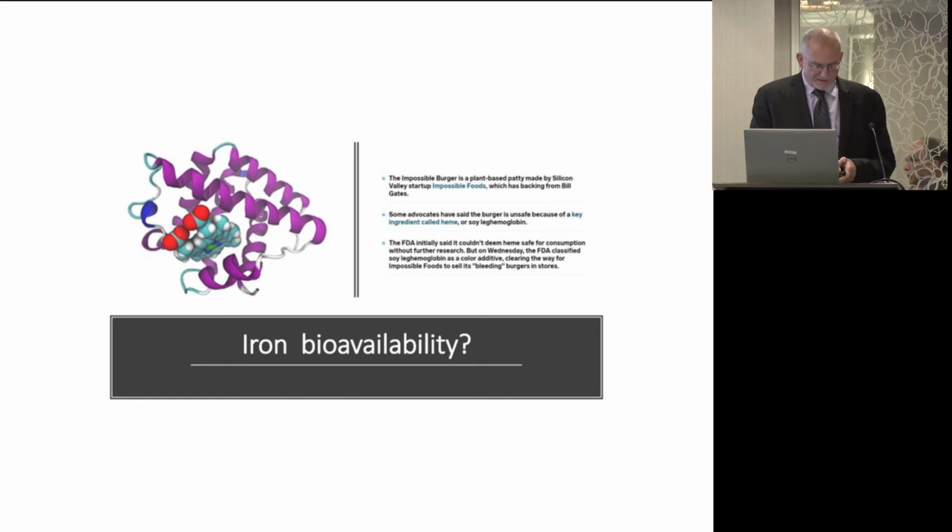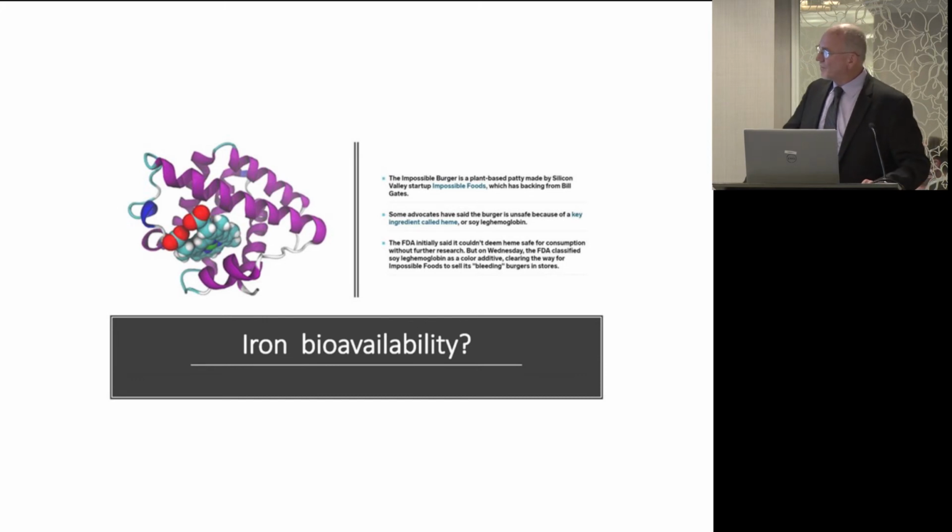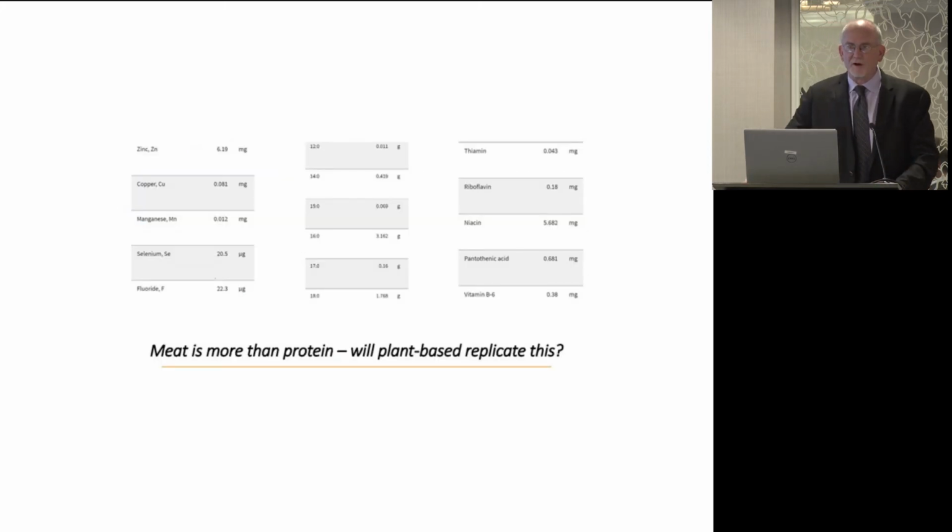Here's one of the things that I think is a potential problem. This is just a snapshot off of our database of what's in burger. What's in burger is a lot of things. We actually have about 125 things on the page on what's in burger. So burger, animal source foods, are a lot more than protein. Are the plant-based going to meet the other components that we get out of the animal base? And this is a big consideration down the line.